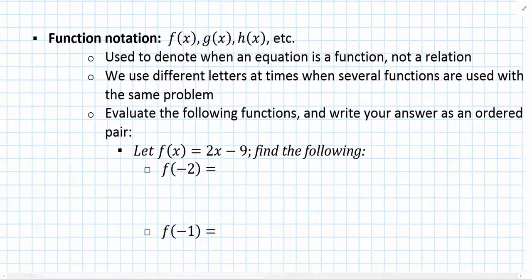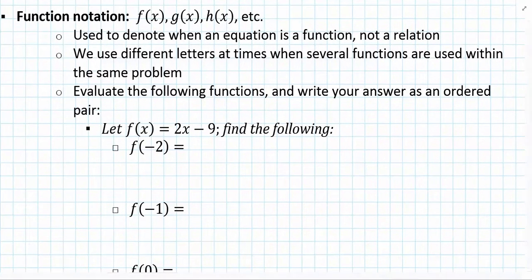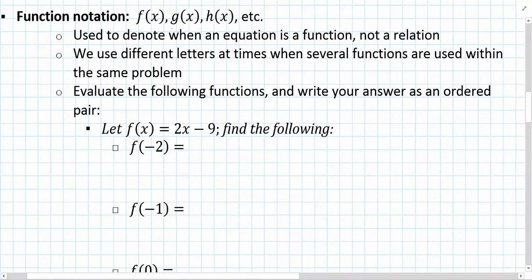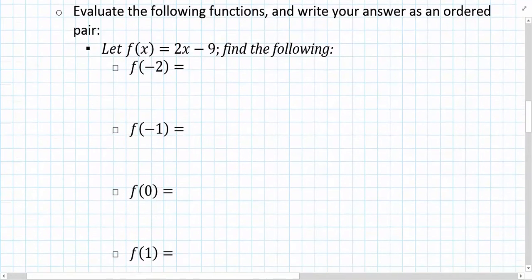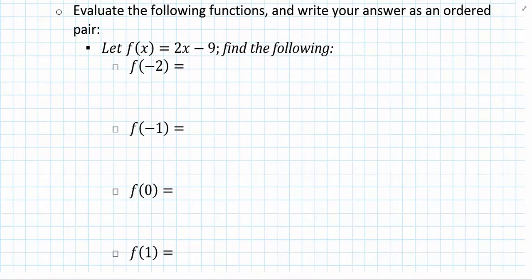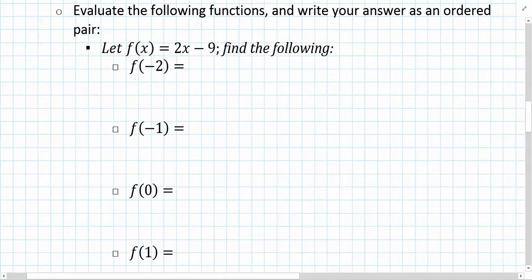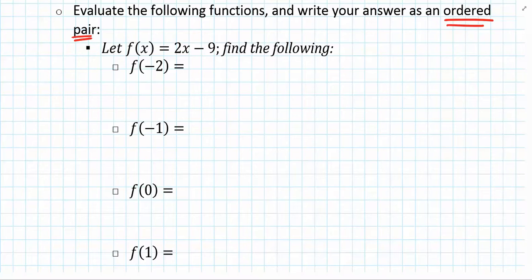Now, we can show these calculations and function operations using the function notation that we've already seen in this class. We use different letters at times when several functions are used within the same problem, but most commonly we're going to see the function named f. This is announced as f of x. We could use g of x or h of x and other letters as well. But for right now, we have a particular example with f of x, and we're being asked to evaluate the following functions and then write our answer as an ordered pair. So let's go ahead and do that.